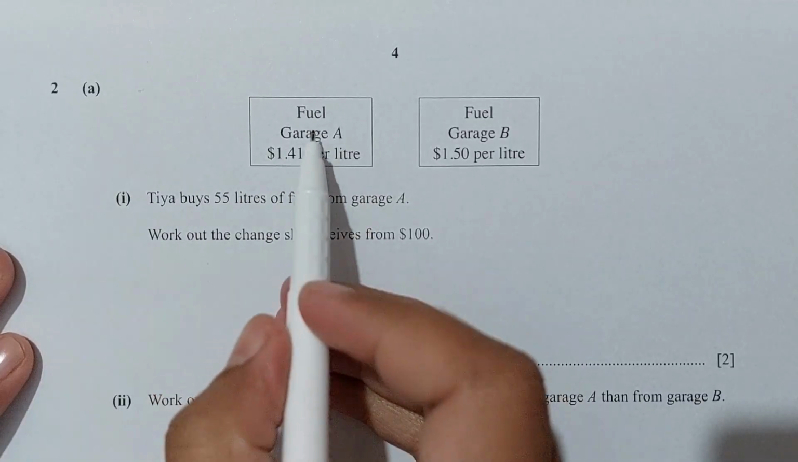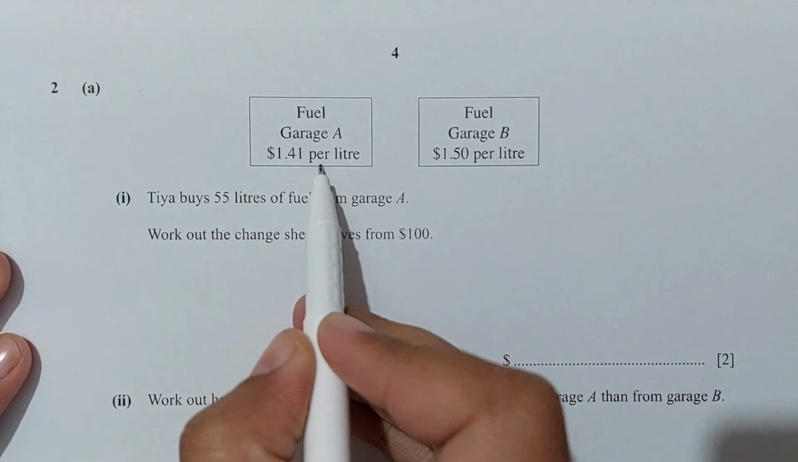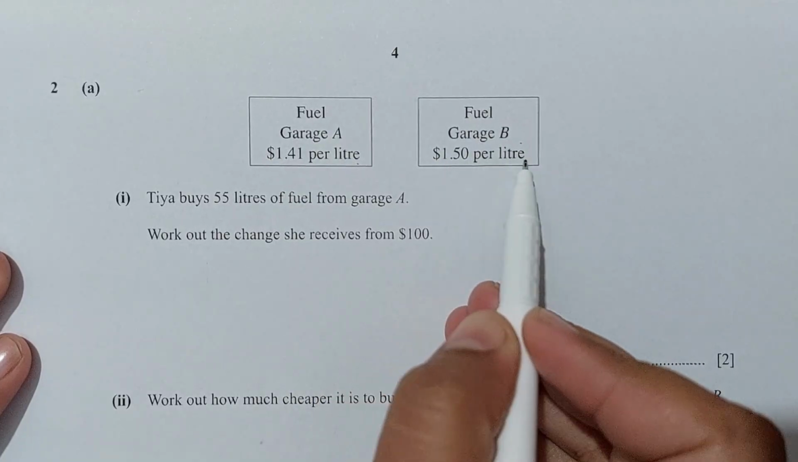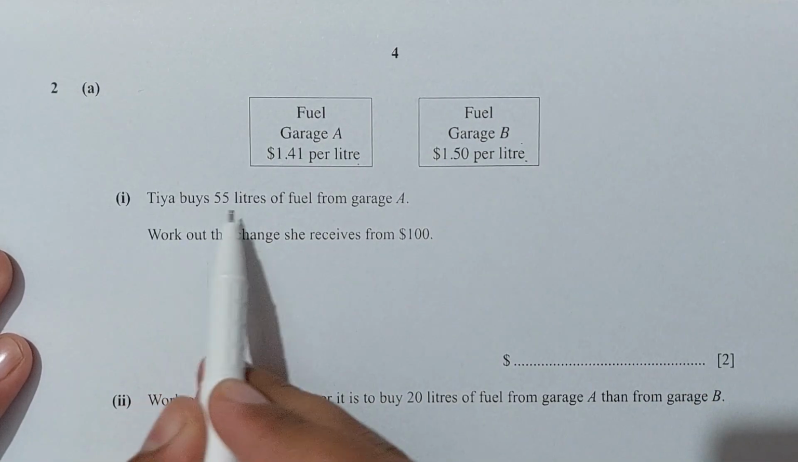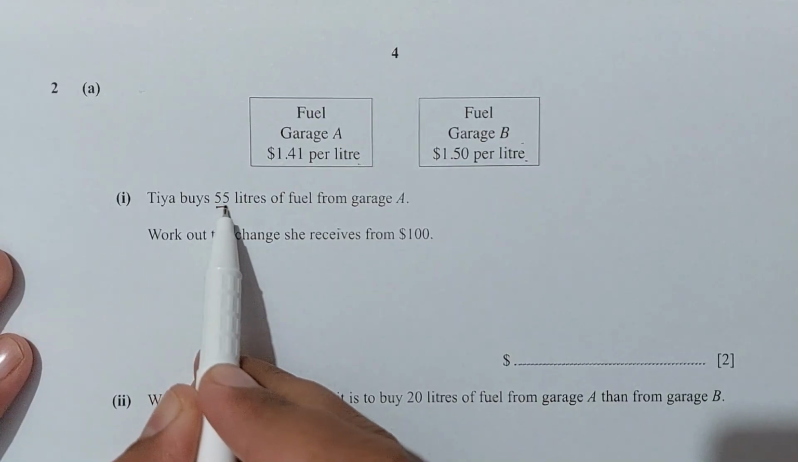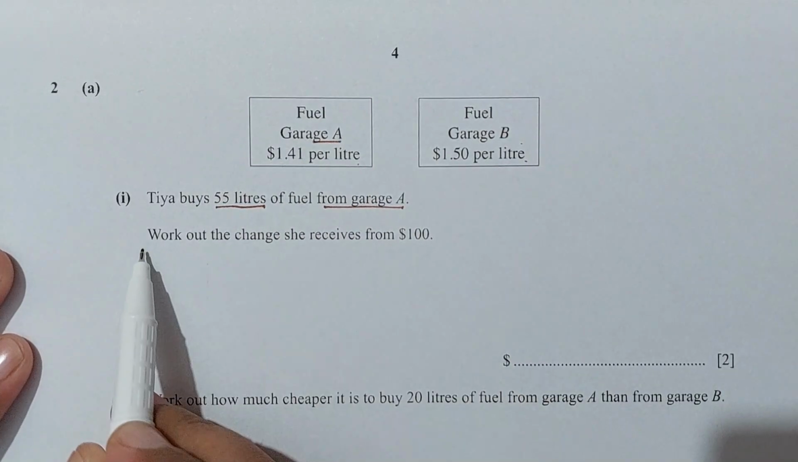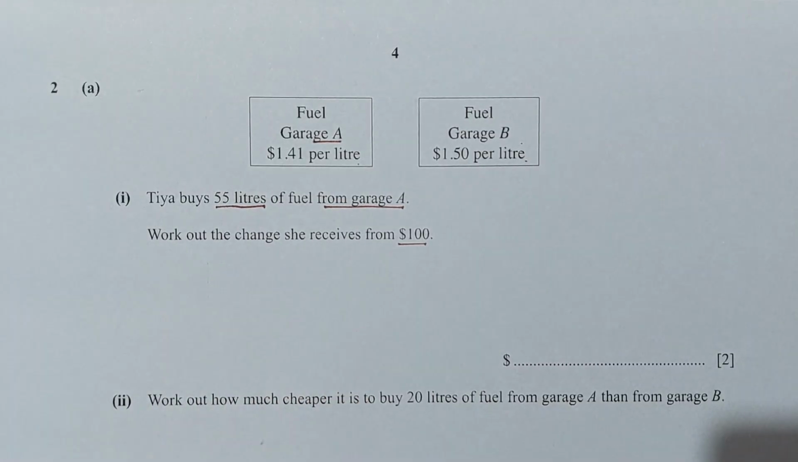Question number 2, part A. We have fuel garage A is $1.41 per liter, and fuel garage B is $1.50 per liter. Number 1, Taya buys 55 liters of fuel from garage A. Here is garage A. Work out the change she receives from $100.